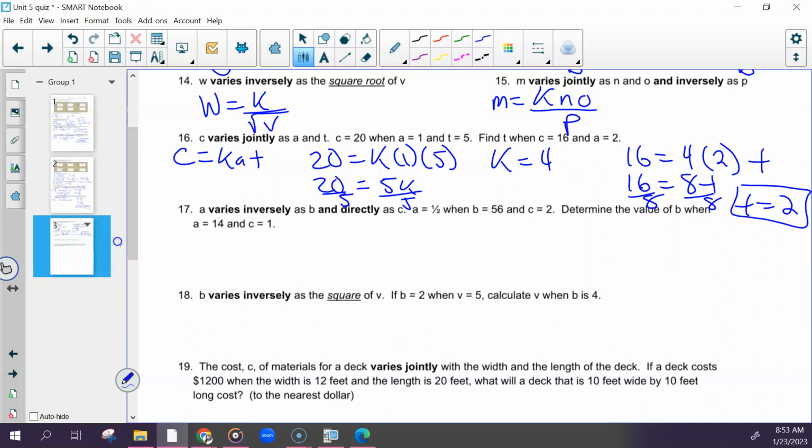So the points on that were, did you get the equation right? Solve for K, correct K, solve for T, correct T. Questions on that one?